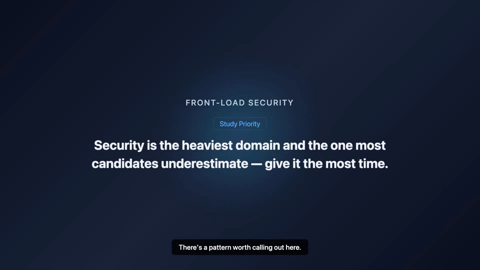There's a pattern worth calling out here. Security isn't just the heaviest domain, it's also the one candidates most often underestimate. People assume they already know it from their day jobs, then get surprised by how much the exam leans on identity and access management, encryption, and network controls. So this course front-loads security. When you sit down to study, this is the domain that earns the largest share of your hours.